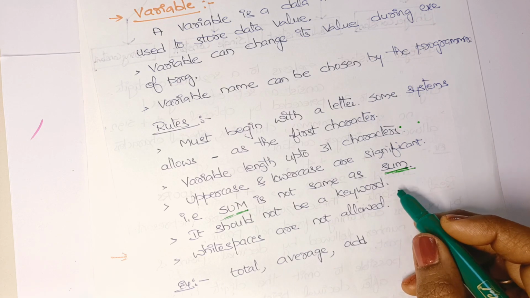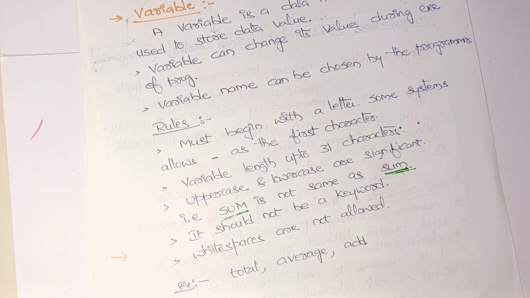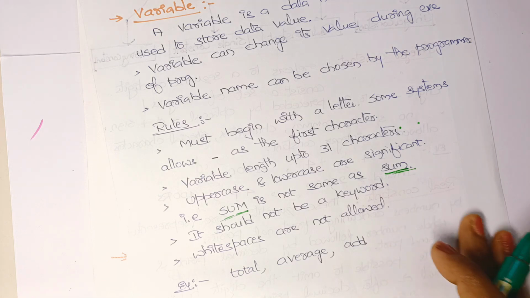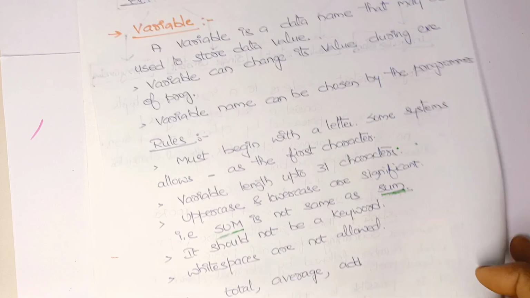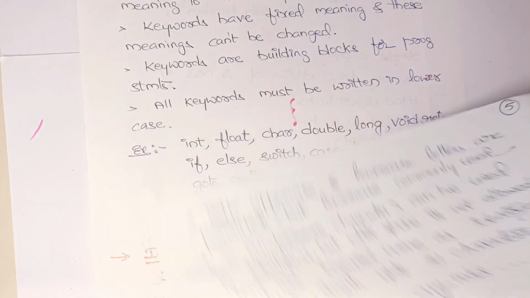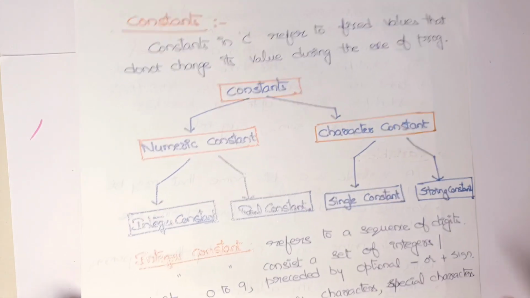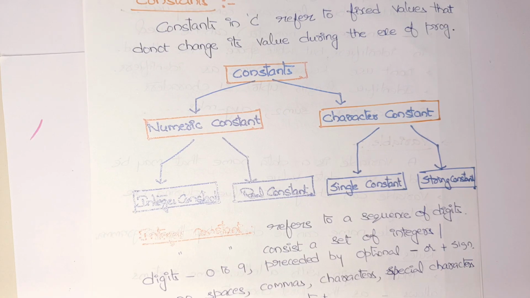A variable name cannot be a keyword. White spaces are not allowed; you cannot give any spaces in a variable name. Total, average, add are variable names you can use. Now we will see constants. In the next session we will see constants.